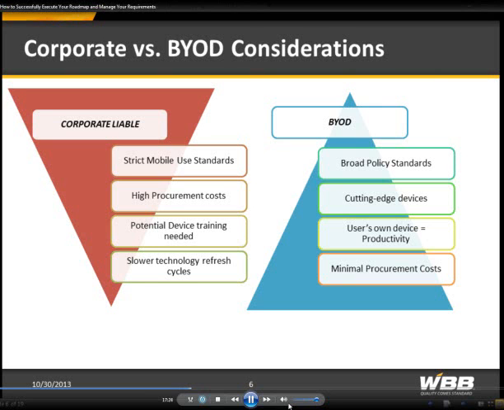Whereas when you look into the bring your own device on the right-hand side, it definitely provides minimal procurement costs. So if you want to implement a successful mobile health strategy at the lowest cost possible, BYOD is the answer. But at the same time, you are also getting the additional benefits that when the user is using his or her own device, productivity goes up significantly. And personal users are much more prone to the latest technology, the cutting-edge devices, than corporate providers because of the slower technology refresh cycle. And now you are able to embrace and address broad policy standards.